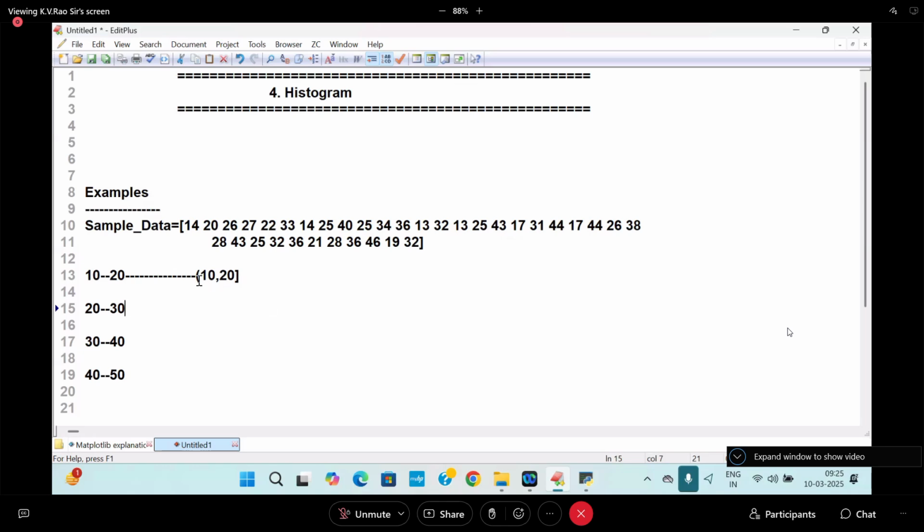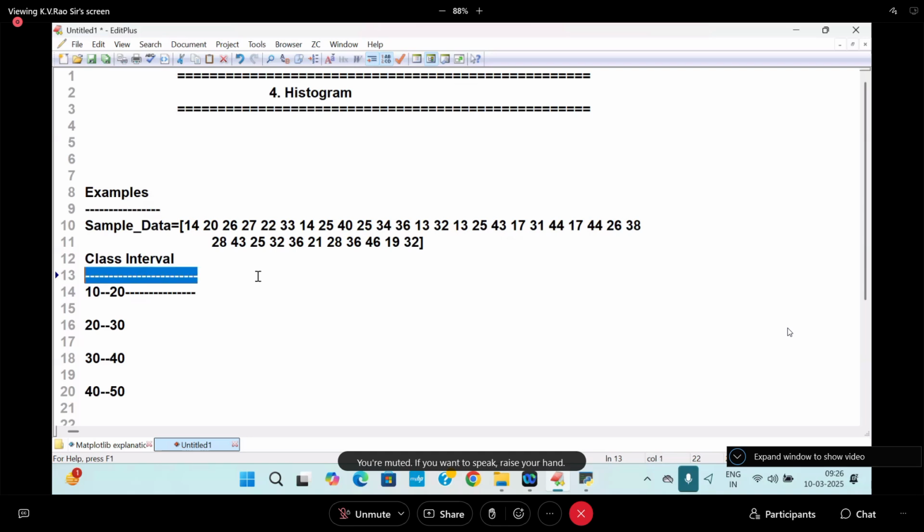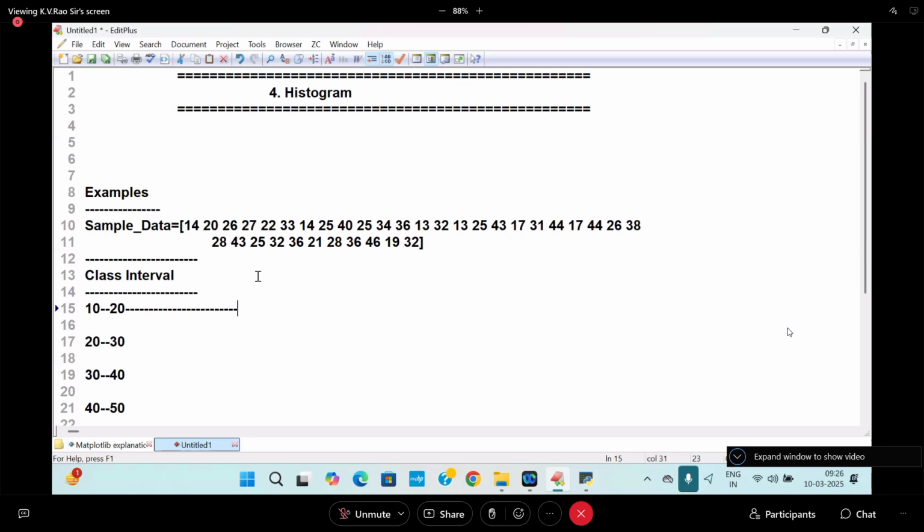What marks will come from here? 10 to 19 only. This is called a class interval. For representing class intervals and their frequencies, we'll go for a histogram. That is called a frequency. Frequency means the number of values which are coming in that interval.